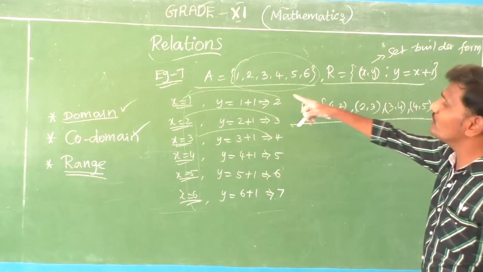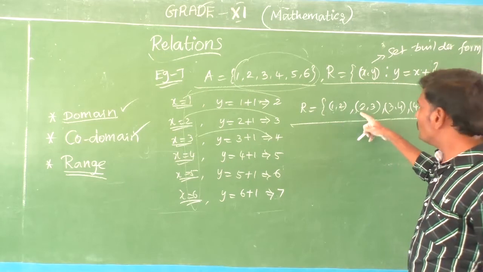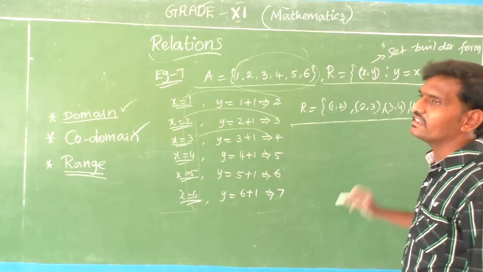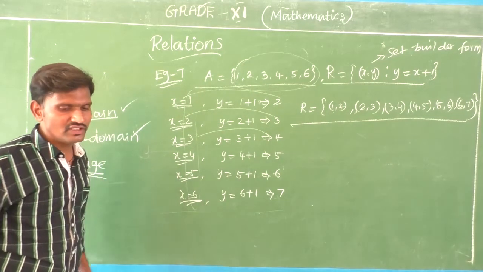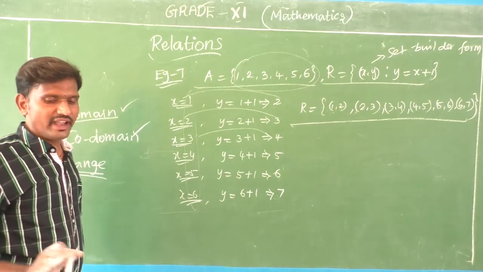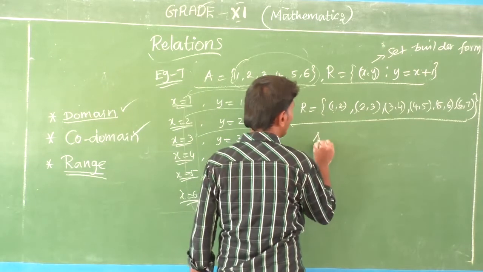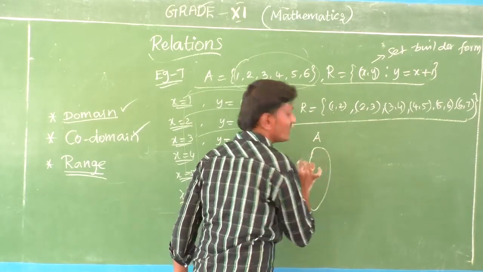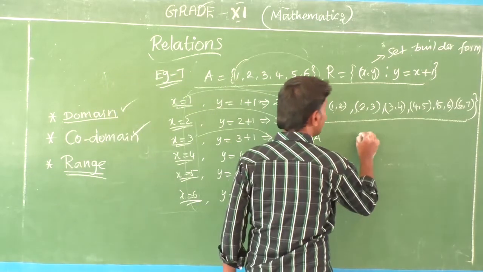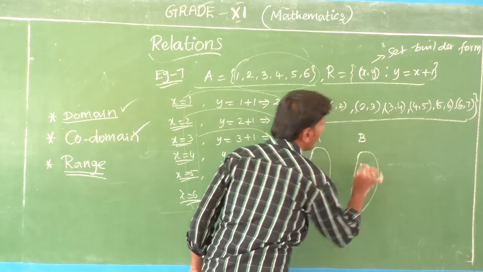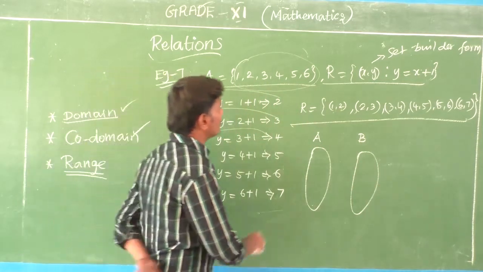Suppose you take x equal to 1, then 1 plus 1 is 2; 2, 2 plus 1 is 3. It's like that we have to define. So this is your relation. For that, I am giving you the arrow diagram. In the arrow diagram, the first set is mentioned as the domain, and the second set is mentioned as the codomain.